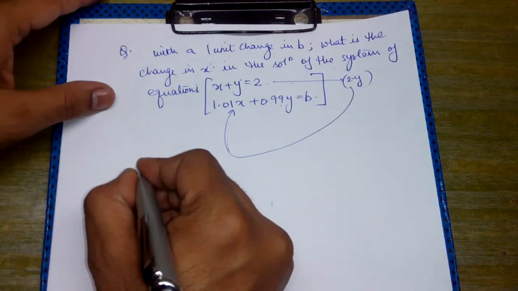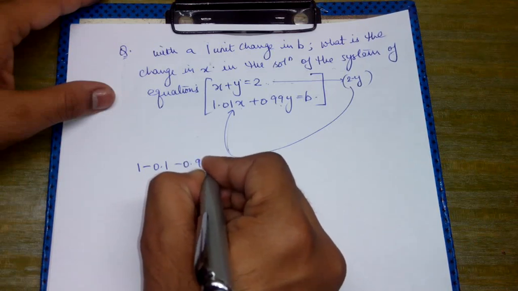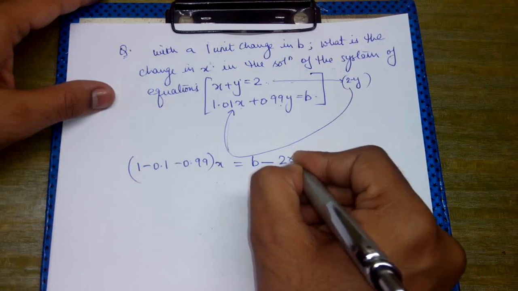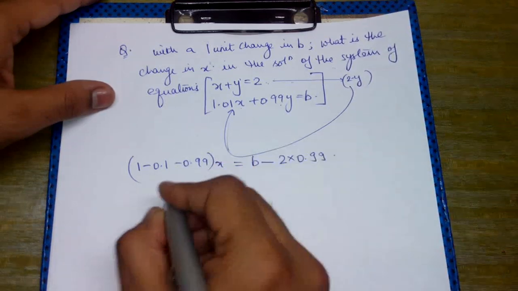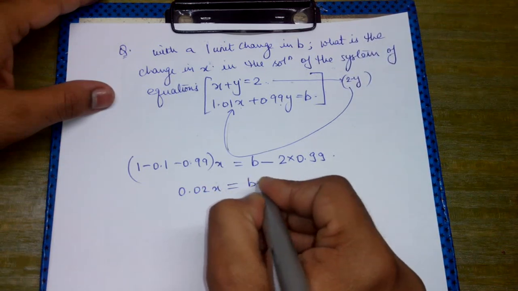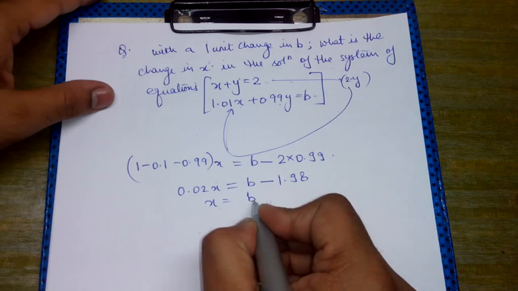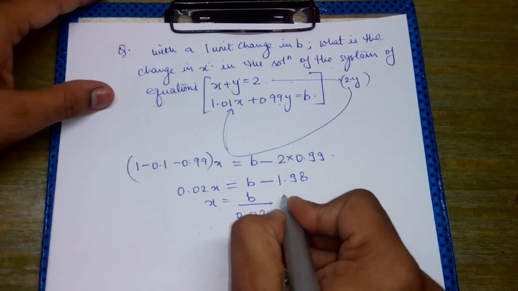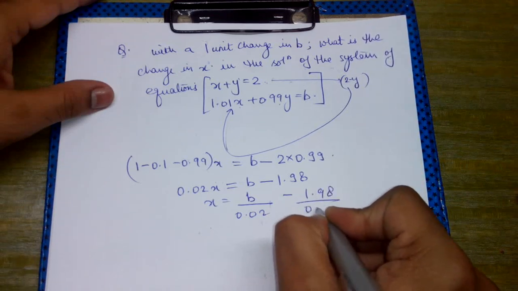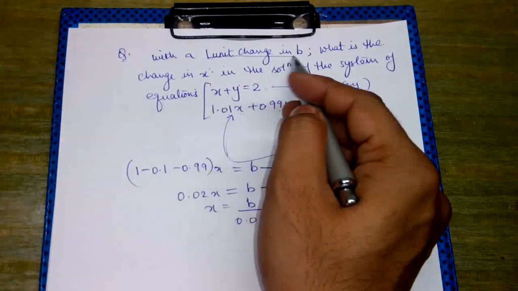So what we will obtain is 1.01 minus 0.99, x is equals to b minus 2 into 0.99. Now here we will obtain 0.02x is equals to b minus 1.98. So x would be b upon 0.02 minus 1.98 divided by 0.02.